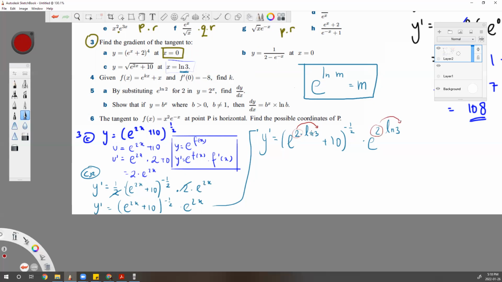So you can just switch it. And this is the logarithmic rule. I don't know whether your teacher taught you this, but he's supposed to teach you about this. You put the 2 as the power, plus 10 to the power of negative half times e to the ln 3 squared. 3 squared is 9, right? So you can just change it to 9.